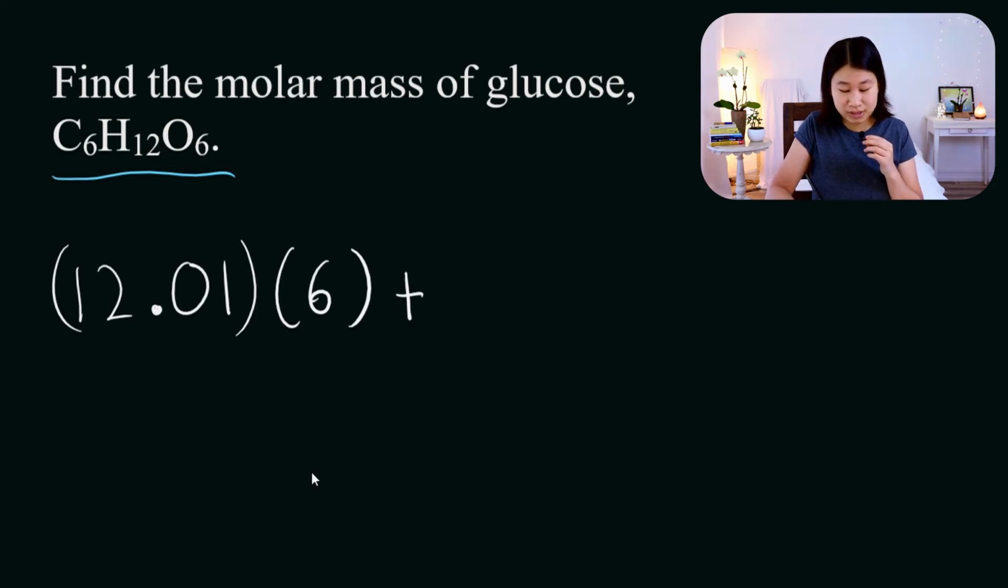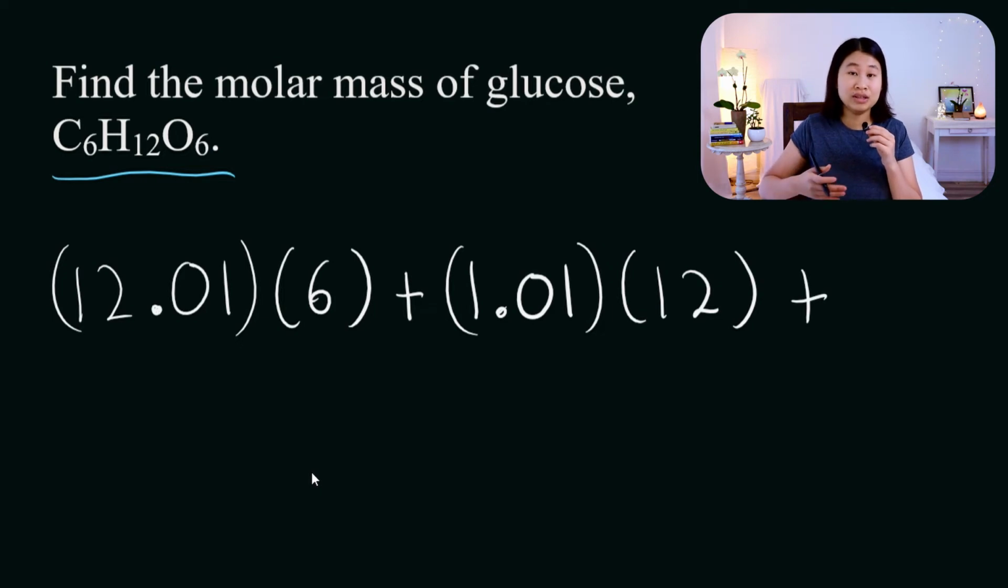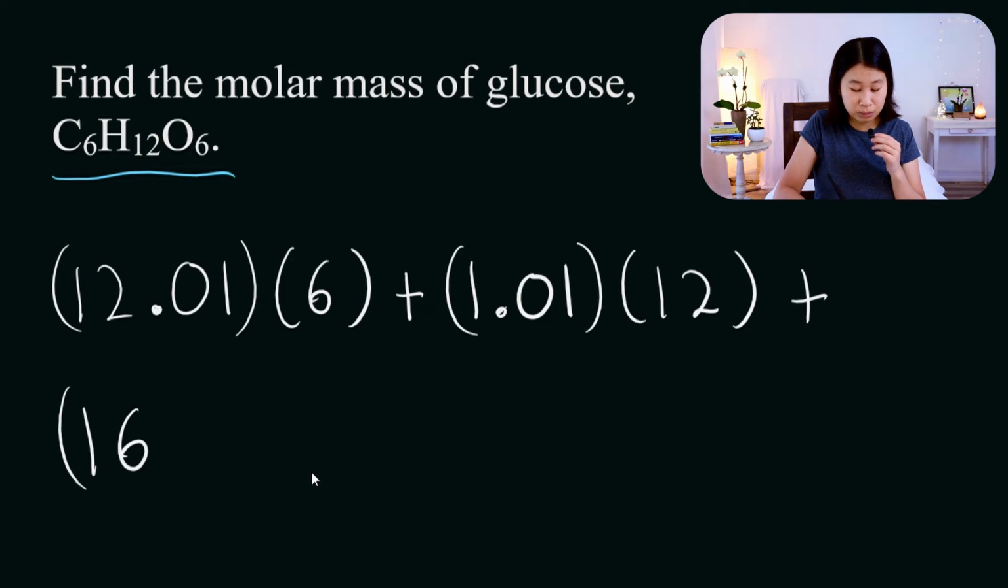Next, we're going to add the mass of 12 hydrogens. Now, hydrogen, as we said, has 1.01 for its atomic mass, and we will multiply this by 12 because there are 12 hydrogens. Finally, we will add the weight of 6 oxygens. Oxygen has an atomic mass of 16, and we will multiply this by 6 because there are 6 oxygens.